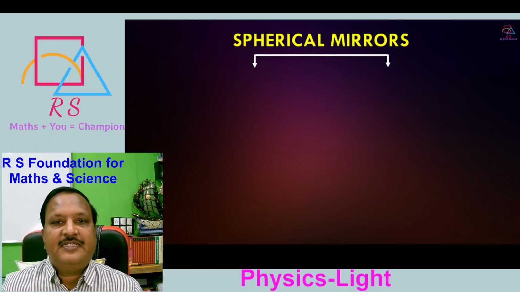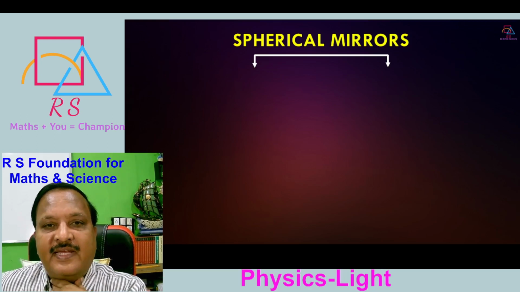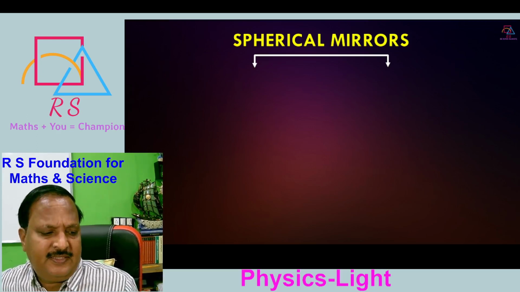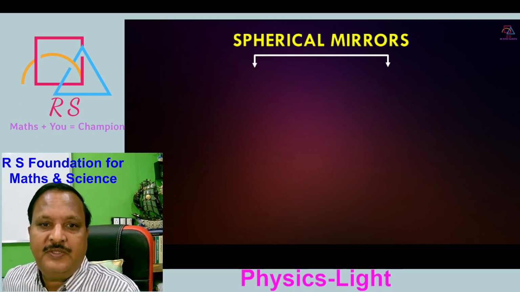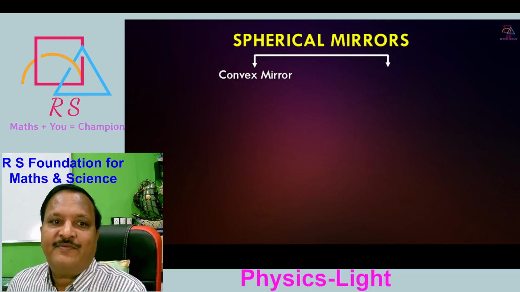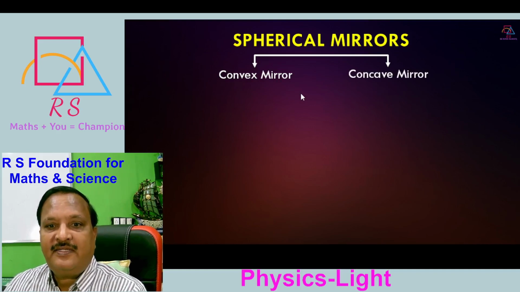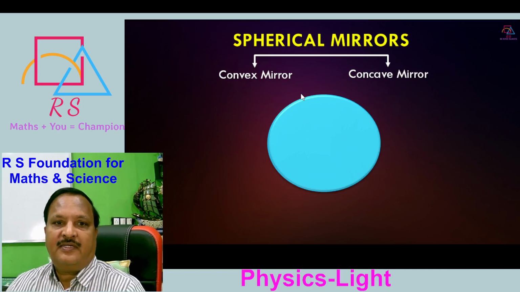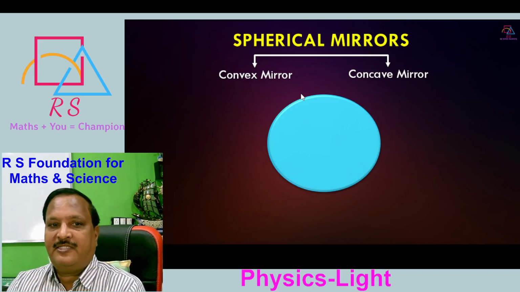Talk about the spherical mirrors in this. In the previous class, we have spoken about the plane mirror and the images, and a little bit about two mirrors also. So there are two types of spherical mirror. One is a convex mirror, the other one is a concave mirror. These two mirrors are made by using a spherical glass ball.